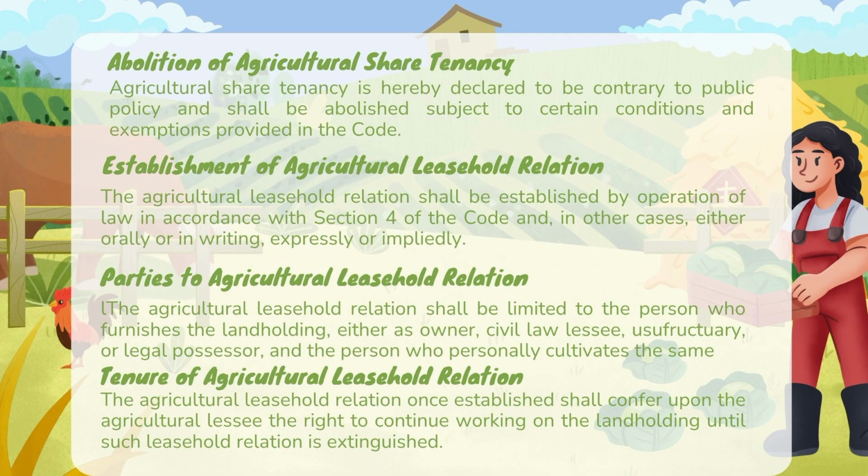The next one is tenure of agricultural leasehold relation, meaning once a farmer becomes a lessee or tenant, they have the right to continue farming the land as long as the lease exists. The landowner can't just remove them without legal cause.